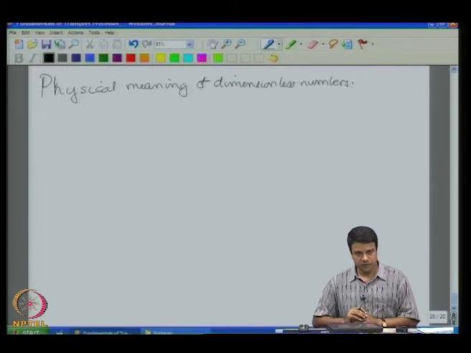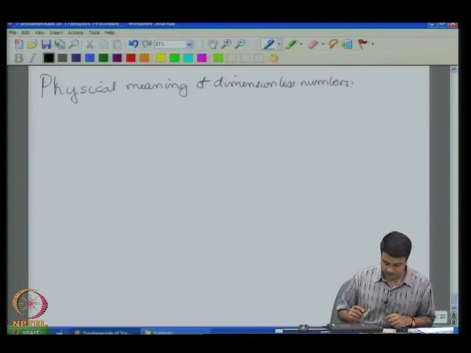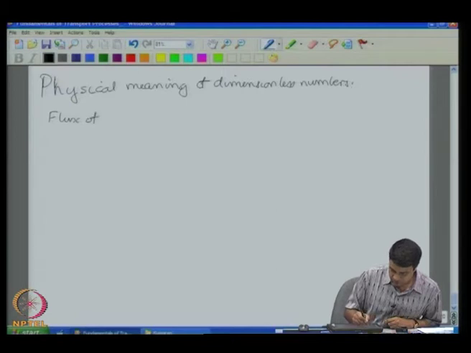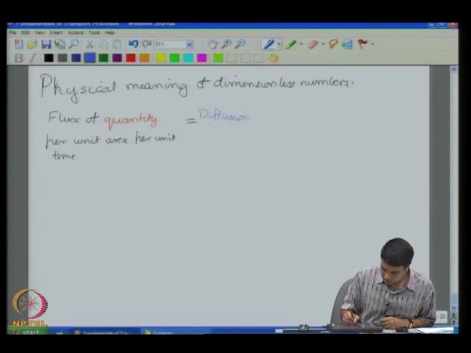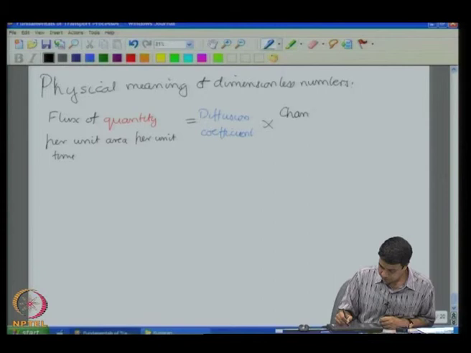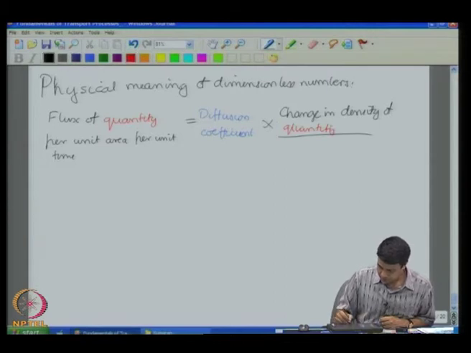But one can write down a diffusion equation for a general quantity. And the diffusion equation for a general quantity can be written as: flux of quantity per unit area per unit time is equal to the diffusion coefficient into the change in density of the quantity per unit length.